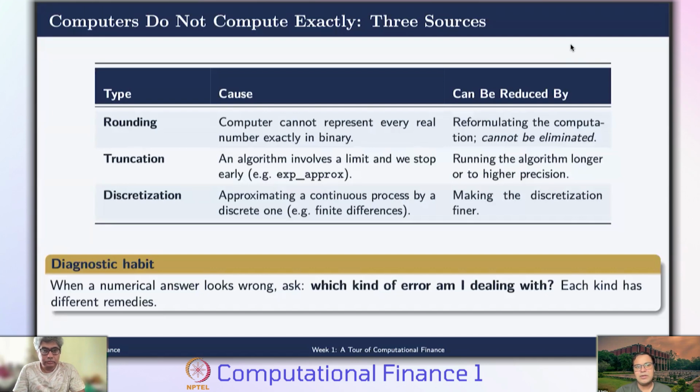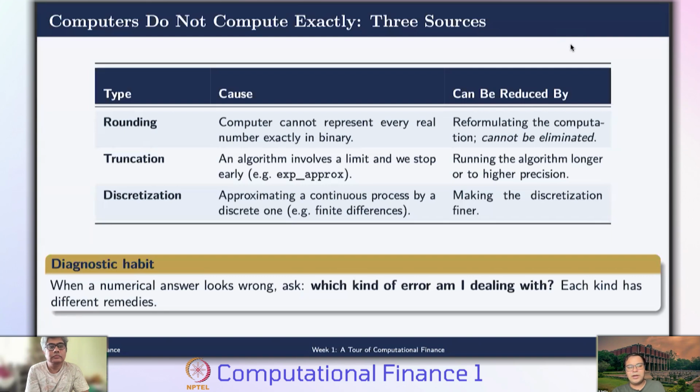In the previous segment, we already saw this idea of truncation. And when does that happen? Basically, whenever you have an algorithm which involves a limit. As we saw with e to the power x, we are approximating it with some polynomial functions, and somehow we ended up stopping early. Perhaps we set the tolerance level too high. That is still solvable. You basically need to adjust the tolerance level, or you run the algorithm longer, and then that can be solved.